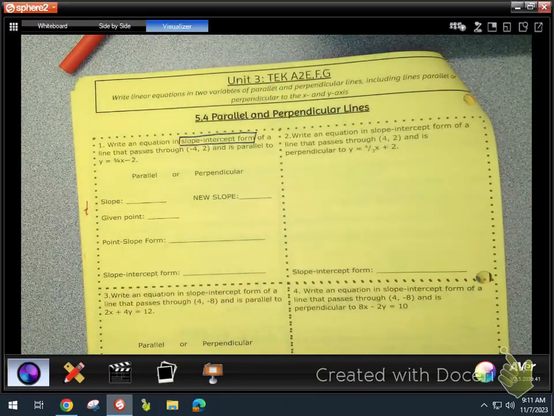So if you were gone last time, Nick, you were gone last time. Who else was gone last time? Emma? Okay. So if you were gone, here's a quick recap. You'll be able to catch up by the end of this.